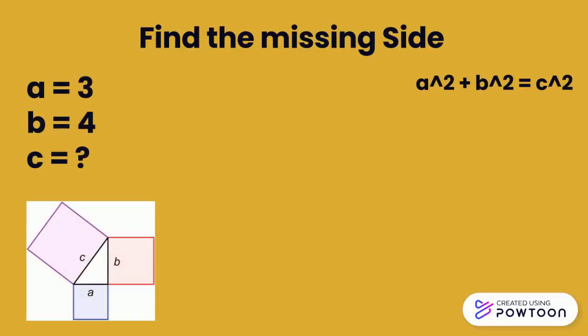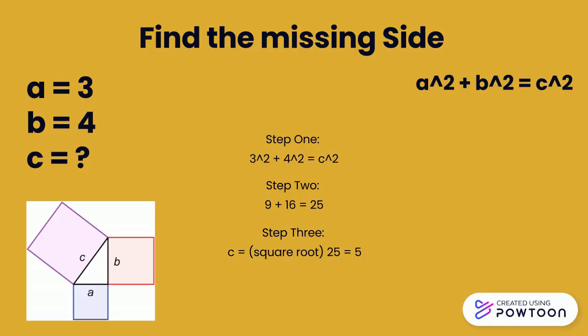Let's solve this problem together. We know that A is 3, B is 4, but we don't know what C, the hypotenuse, is. So first we would square each leg. 3 squared is 9, and 4 squared is 16. We will then add them together, and that gives us a total of 25. Since we are looking for the side length, we will take the square root of 25, and that gives us 5. So we know now that C, or the hypotenuse, equals 5.